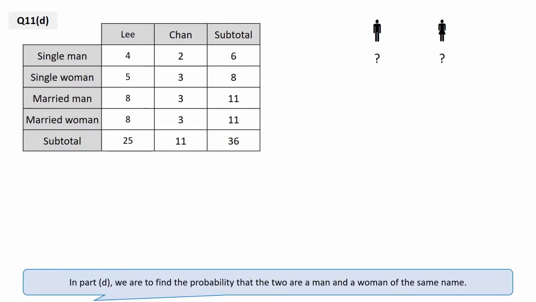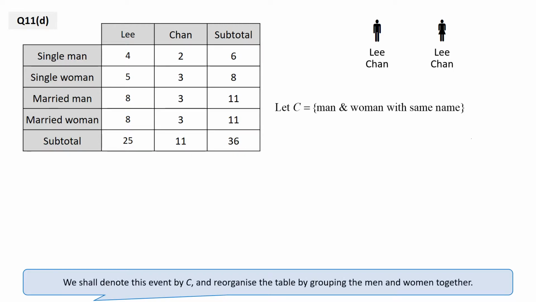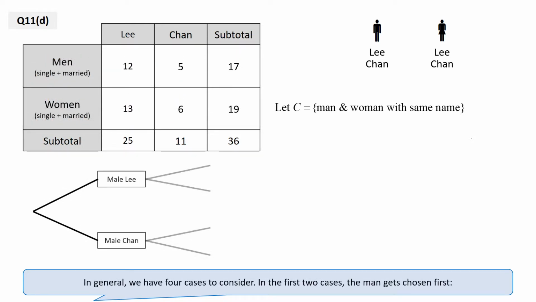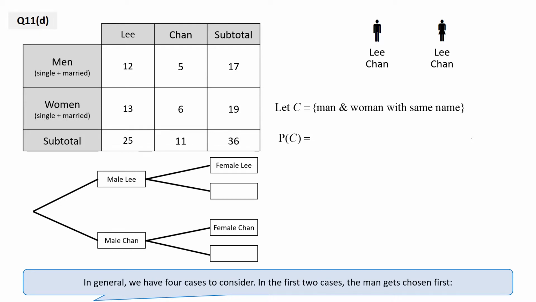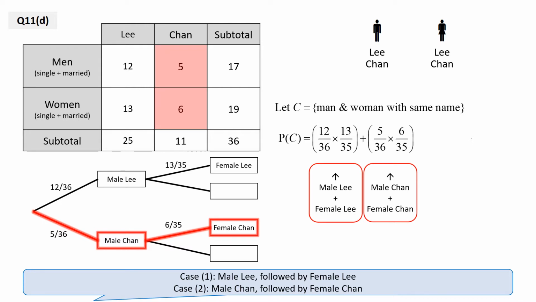In part D, we are to find the probability that the two are a man and a woman of the same name. We shall denote this event by C, and reorganize the table by grouping the man and woman together. In general, we have 4 cases to consider. In the first 2 cases, the man gets chosen first. Case 1, male Lee followed by female Lee. Case 2, male Chan followed by female Chan.